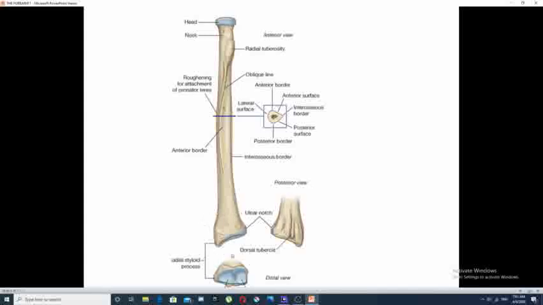Next to the shaft of the radius is the lower part of the radius, which is the expanding part. Its inferior surface is an articular surface; it will articulate with the proximal row of the carpal bones to form the wrist joint. An important note is that the wrist joint is mainly formed by articulation between the distal end of the radius and the proximal row of the carpal bones.